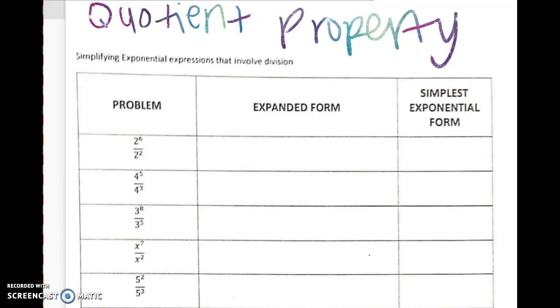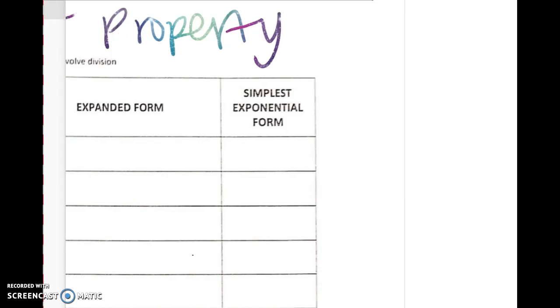Hi guys. Okay, this is going to be my other property I'm going to show you how to do with exponents. This is called the quotient property. We know the word quotient means division. Before we start, I just want to review something really quickly.